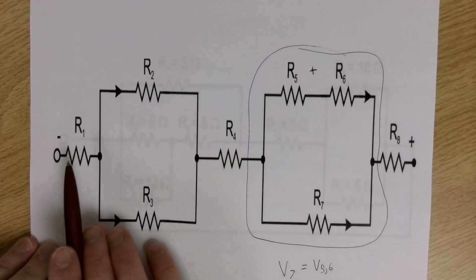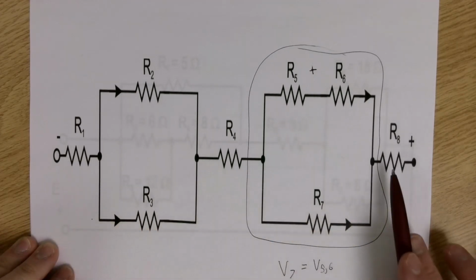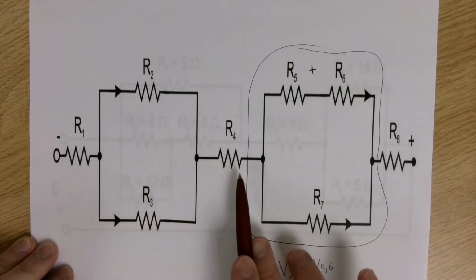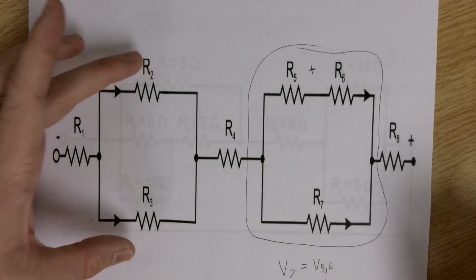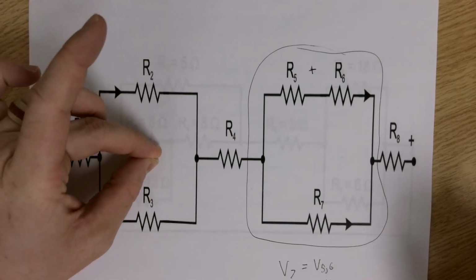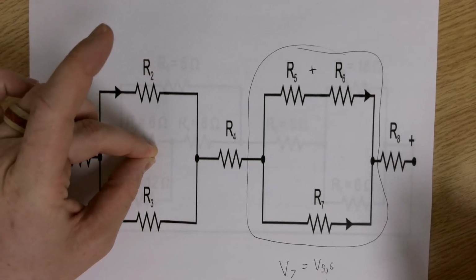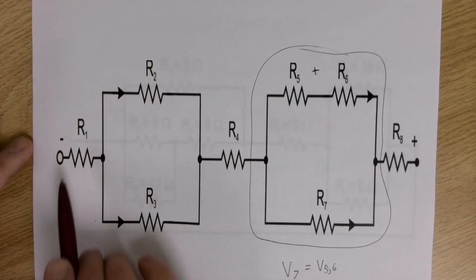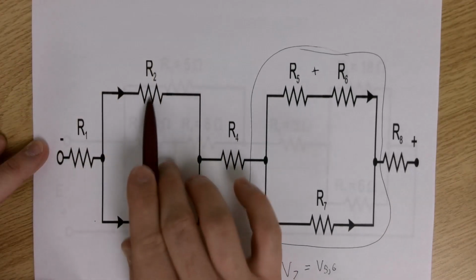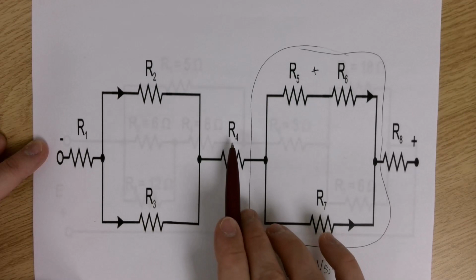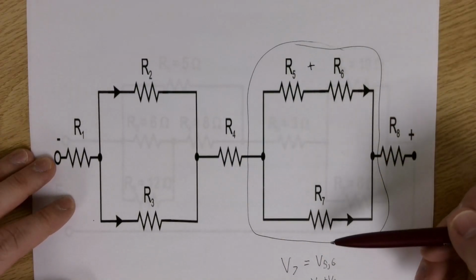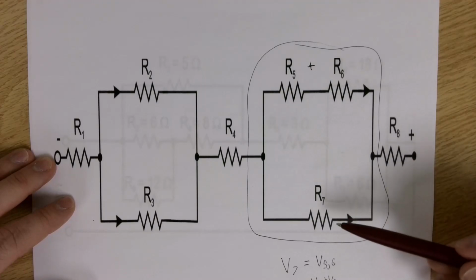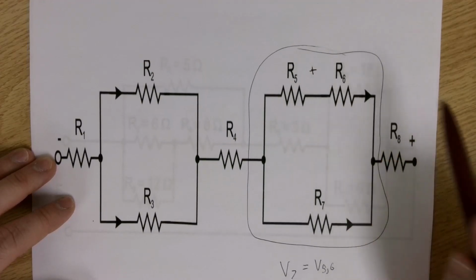I'm still going to have my voltage drops across each resistor that's connected in series. So if I were to add R2 and R3 in parallel to make one resistor in series with R1 and R4, I'm going to have a voltage drop here, I'm going to have a voltage drop across here, and I'm going to have a voltage drop here. But in this parallel circuit, I know that R7 is going to have the same voltage as R5 and 6.